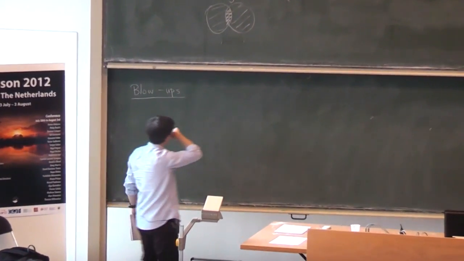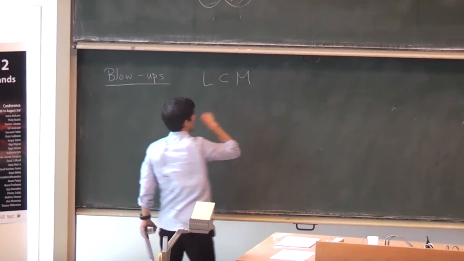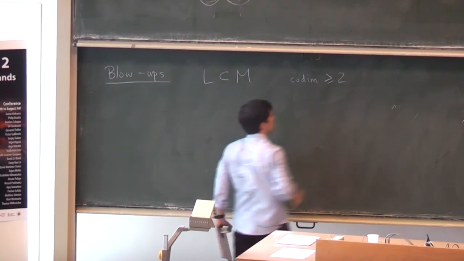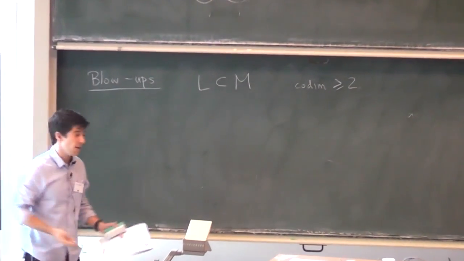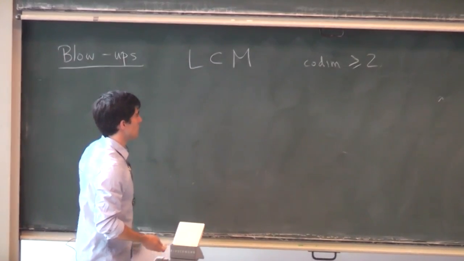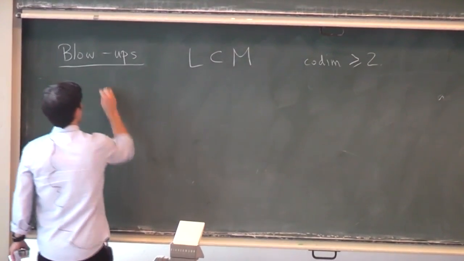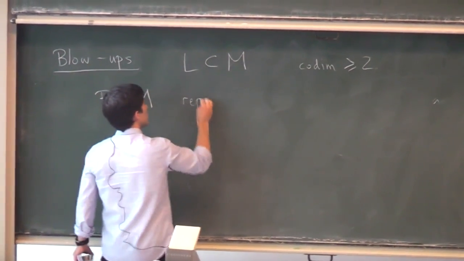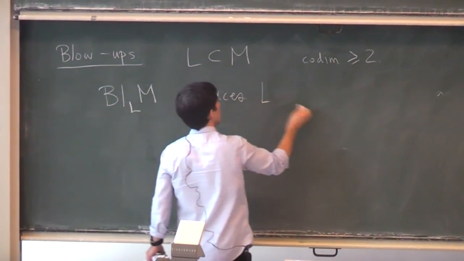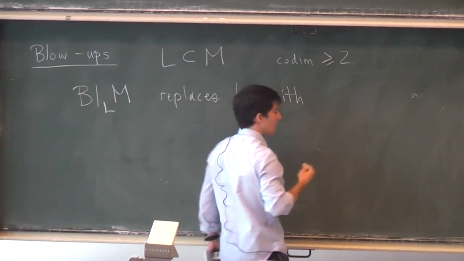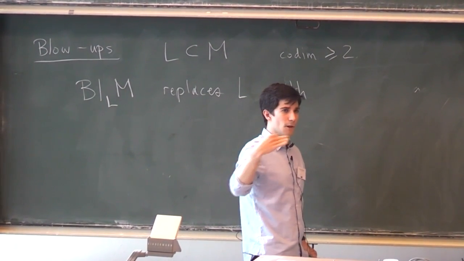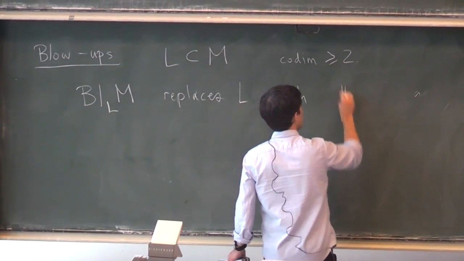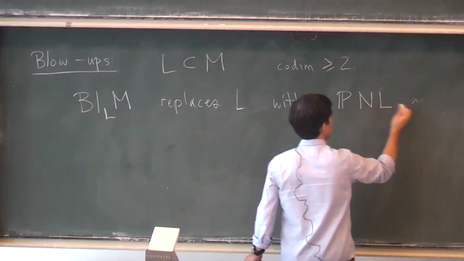So what is a blow-up? You have a submanifold. Hopefully it's of codimension greater than 2, otherwise the blow-up doesn't do anything. If we have such a submanifold, the blow-up of M along L replaces L with all of the different directions, all of the different lines which are normal to L. So it replaces it with the projectivization of the normal bundle of L.